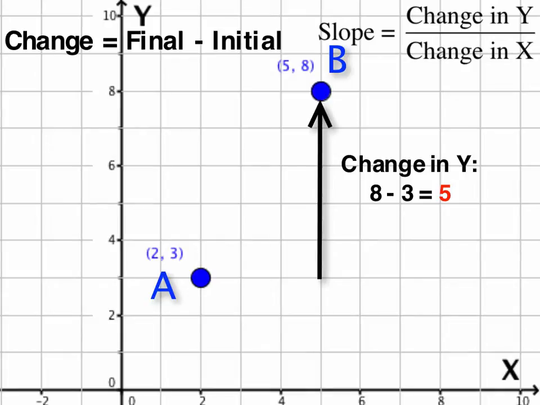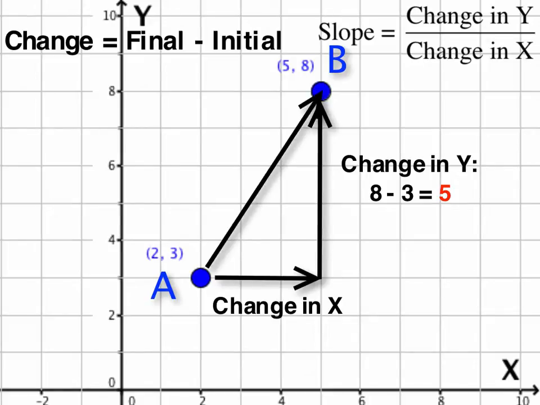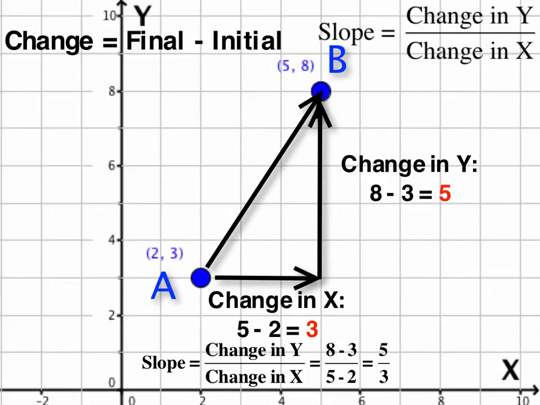Next, let's find the change in the x values. Using the same strategy as before, we find that the change in our x value going from point A to point B will be the x-coordinate of point B minus the x-coordinate from point A. So we've got 5 minus 2 equals 3. So we have our change in y and our change in x, so we're ready to find the slope. The slope in this case equals 5 over 3.